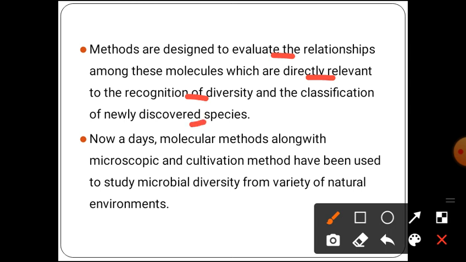These macromolecules have different functions in a single cell or different cells, and they vary from species to species. Here they are directly connected to knowing the diversity of any microorganisms. Nowadays, molecular methods along with the microscopic and cultivation methods are used to study microbial diversity. The molecular methods are also involved in the assessment of microbial diversity.